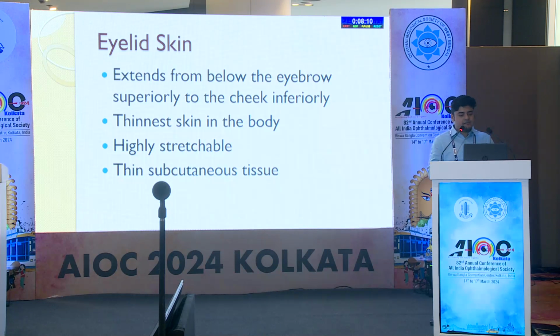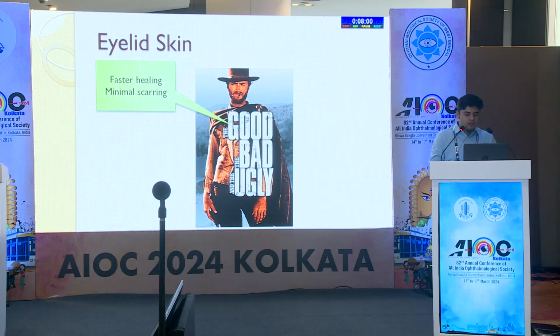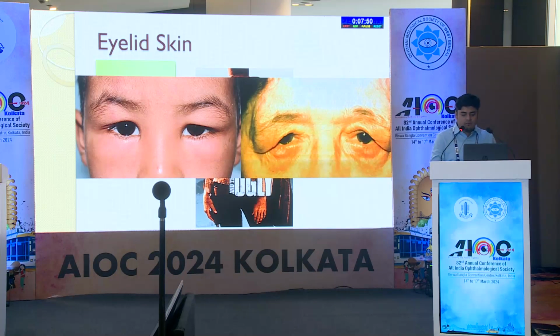Eyelid skin extends from below the eyebrow superiorly to the cheek. It is the thinnest skin in the body, and it is highly stretchable, and also it has very thin subcutaneous tissue. So it has faster healing and minimal scarring, but since it is highly stretchable, eyelid edema can stretch it up to 3 times, and there might also be permanent stretch leading to blepharochalasis and dermatochalasis.